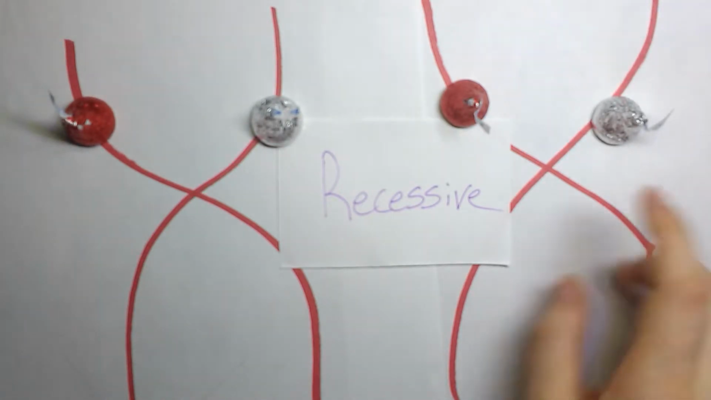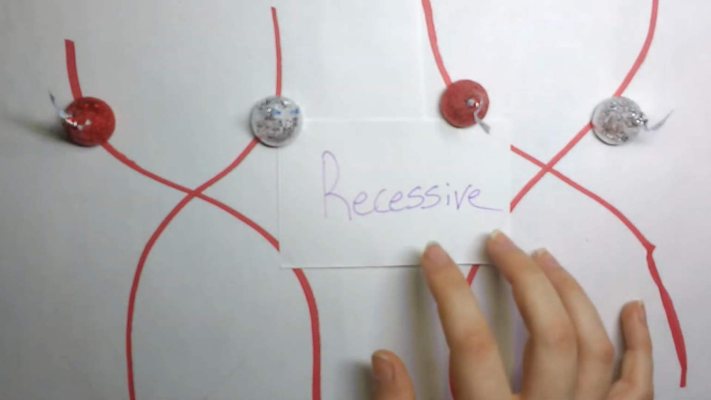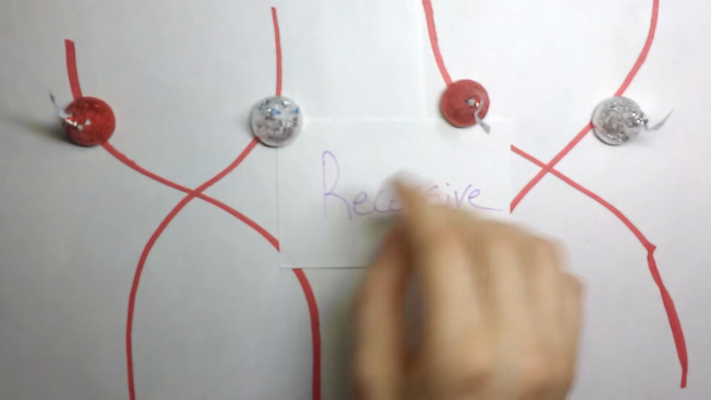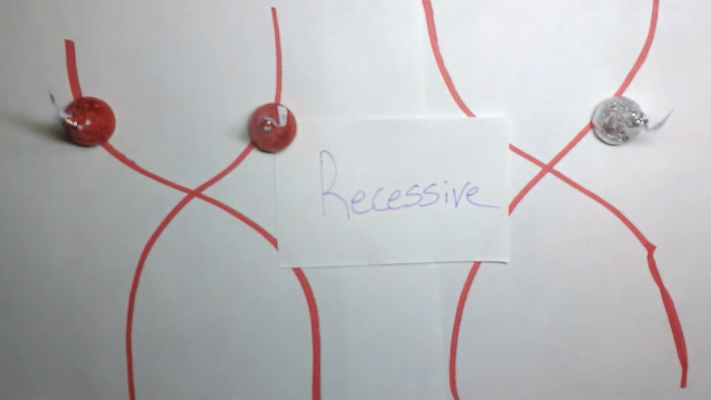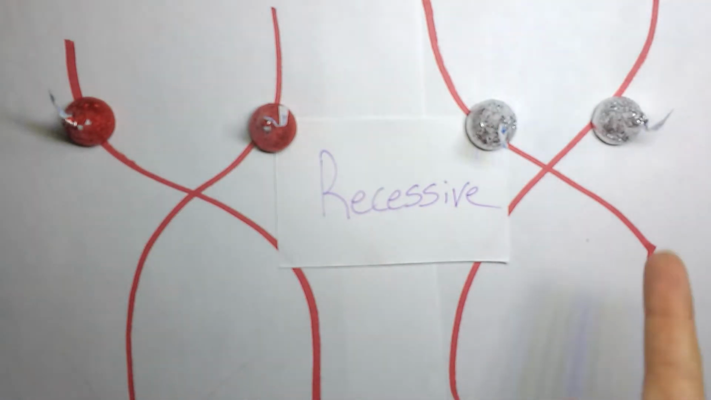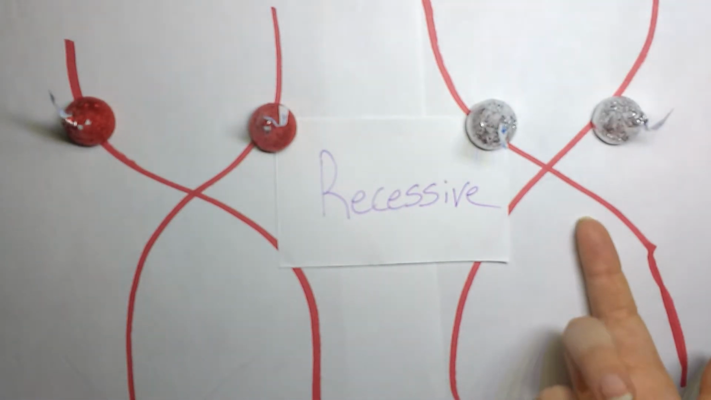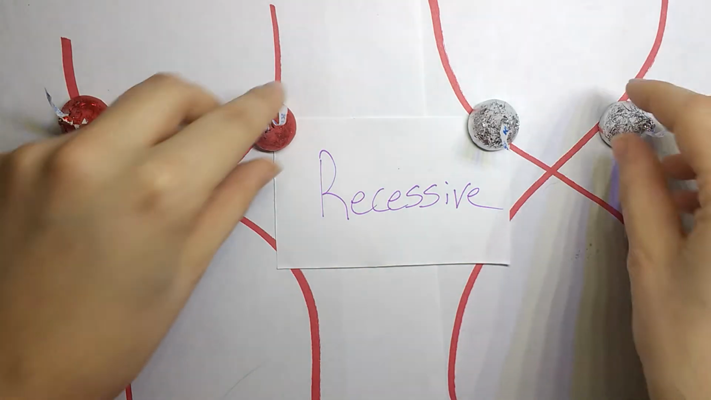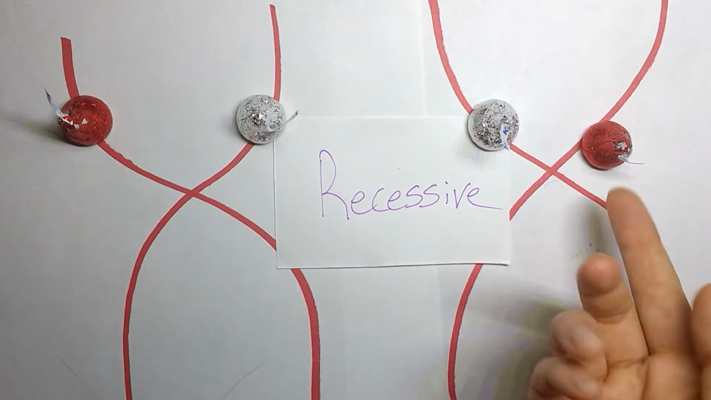But then if you breed these two together, you get a 25% chance of them being completely dominant, like the first parent, or you've got another 25% chance of them being this, visibly recessive, and then you've got a 50% chance that they're going to be heterozygous.